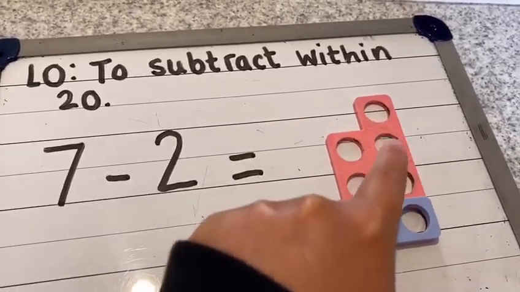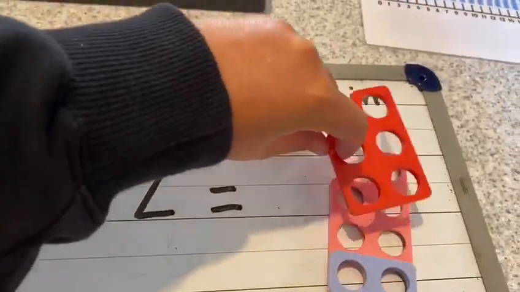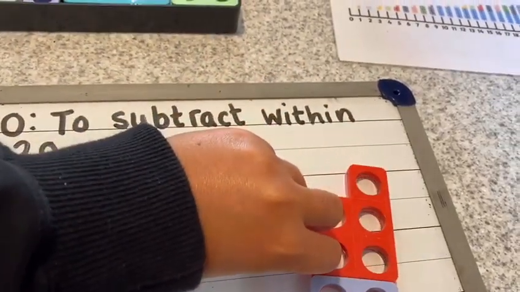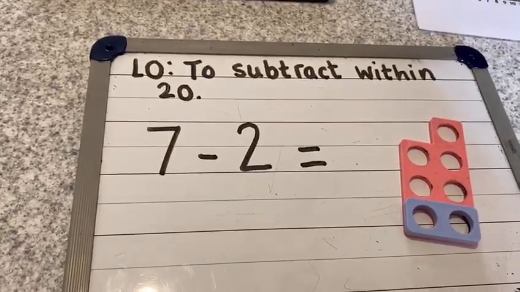And then all I do is count how many is left. 1, 2, 3, 4, 5. And I can double check that by reaching for my 5 Numicon piece and checking. Yes. So 7 subtract 2 equals 5.